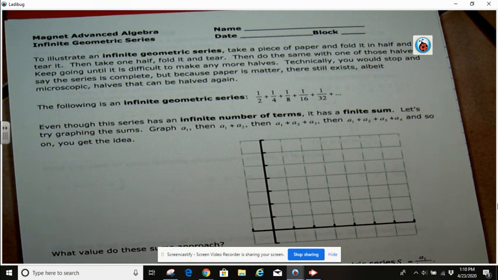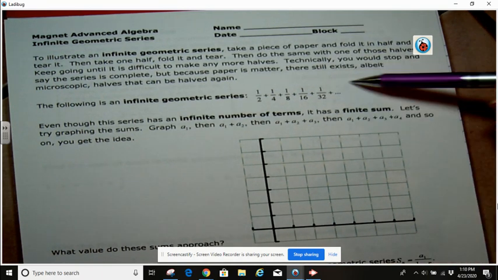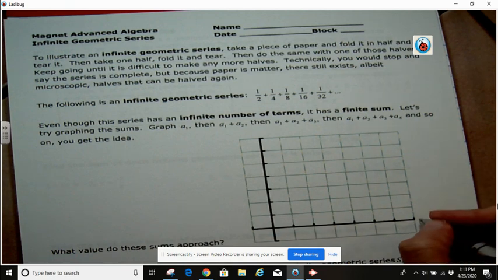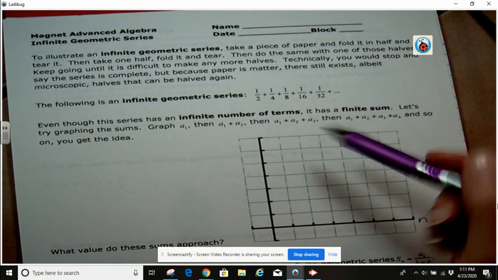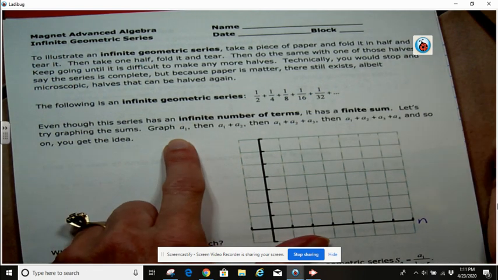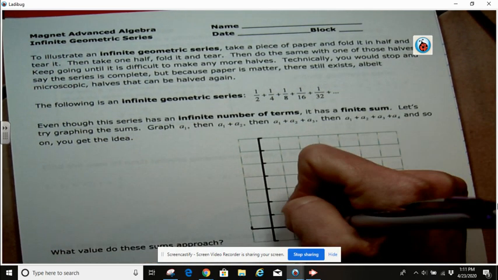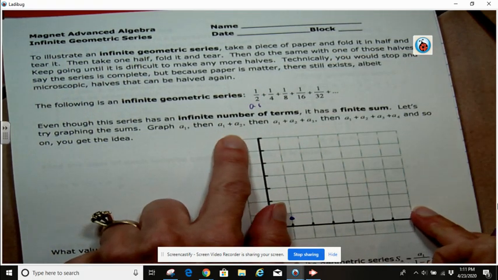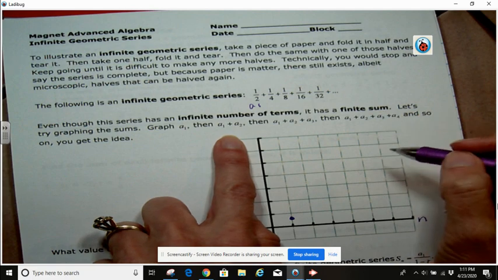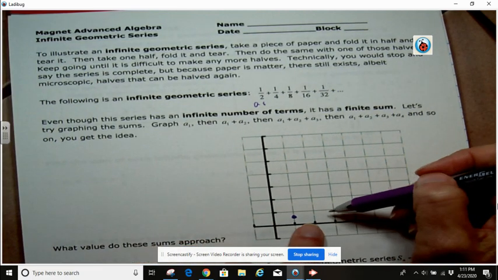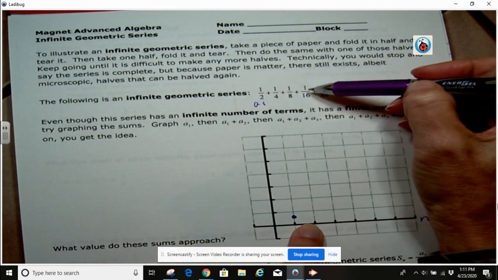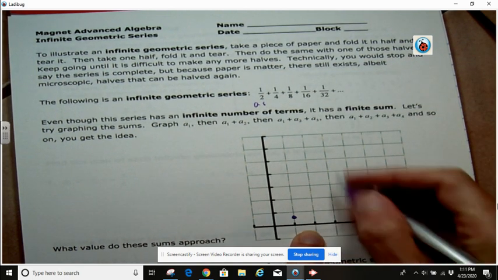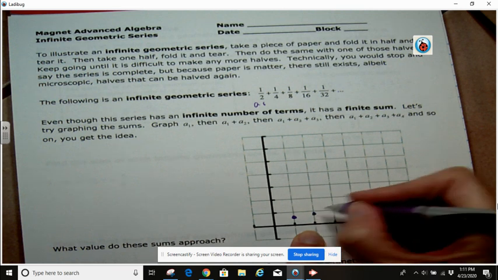So if we were to graph this infinite geometric series, this is n, and then this is going to be the sum. So the first term would be 1 comma 1/2, because that's a sub 1. But then the next thing is going to be 1/2 plus 1/4. So each time our next point is going to be the sum. It would be the sum of the first two terms. We'd go for n equals 2, and that would be 3/4.